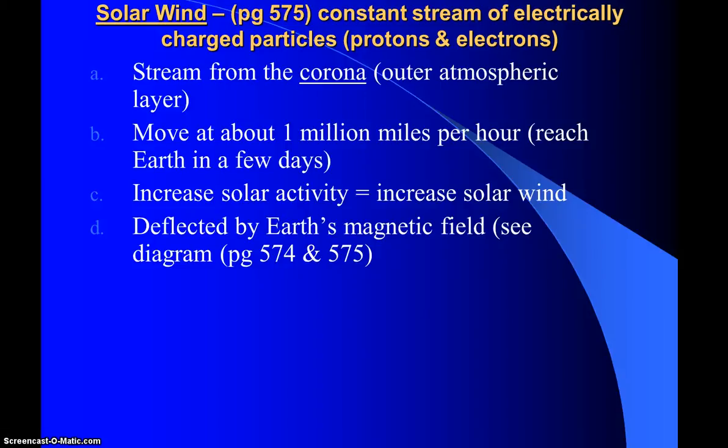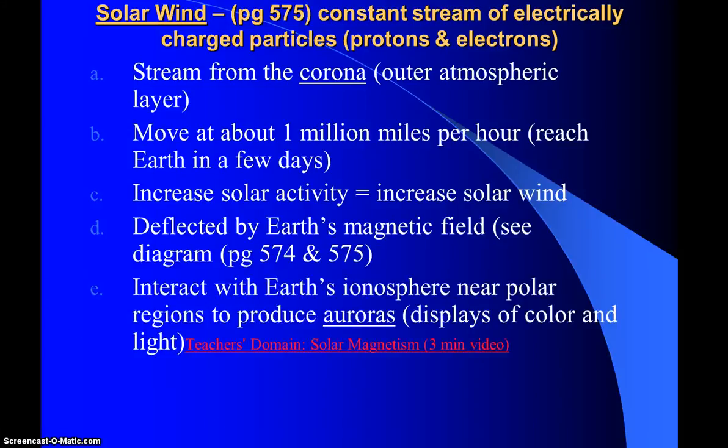Anyhow, the solar wind hits it, is deflected around it, but we are a little vulnerable at our polar regions because that's where the lines go in. So solar wind can get in there. And at the poles it will interact with our upper atmospheric layer called the ionosphere. Ionosphere has the word ion in it, and so it's full of ions, charged particles.